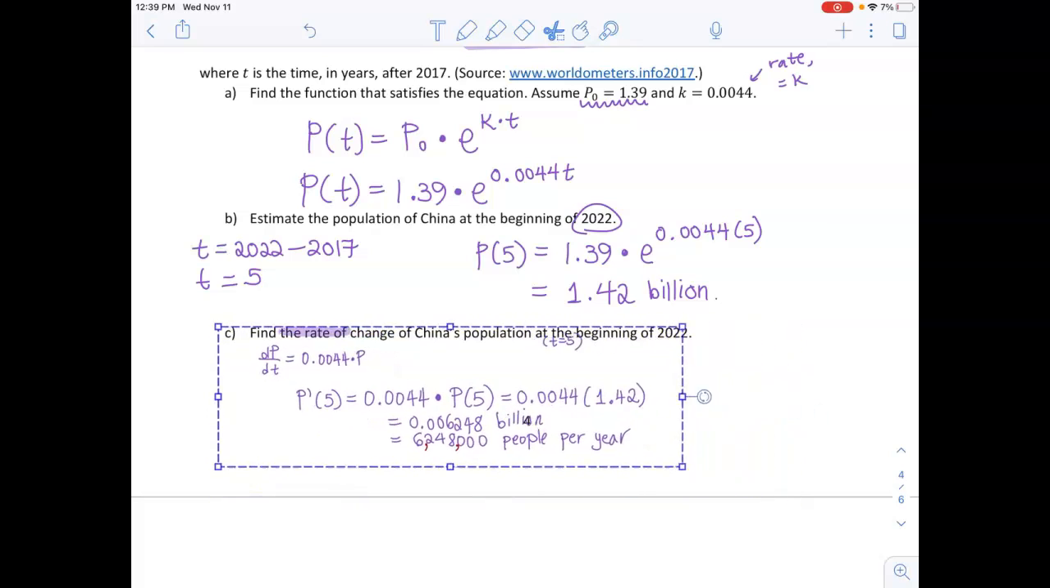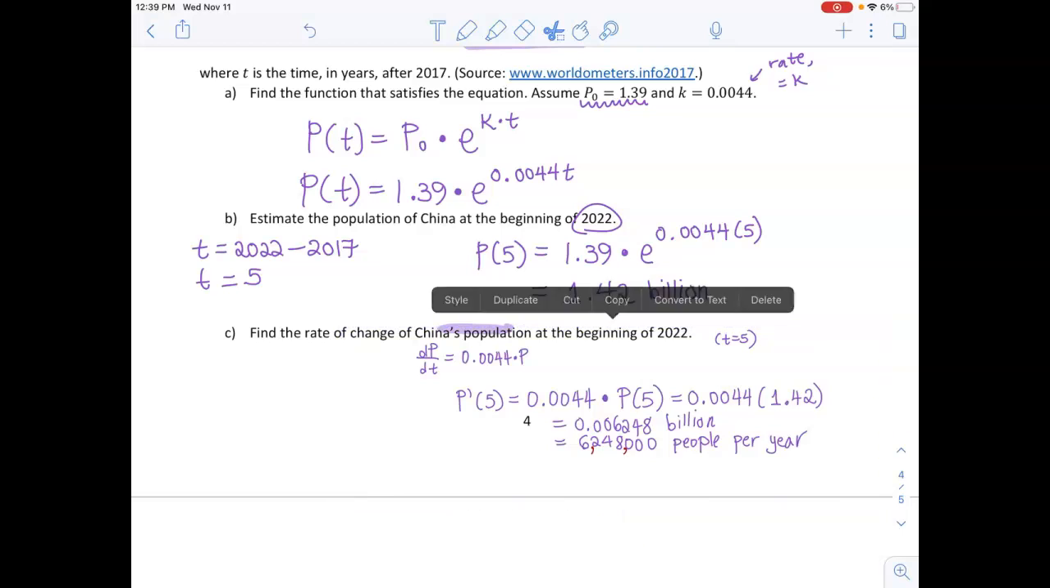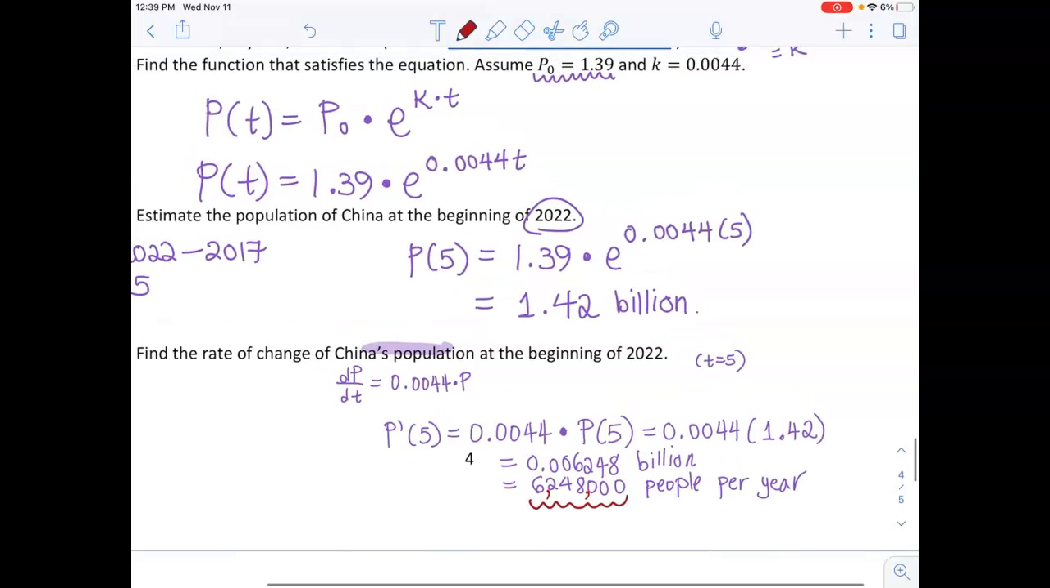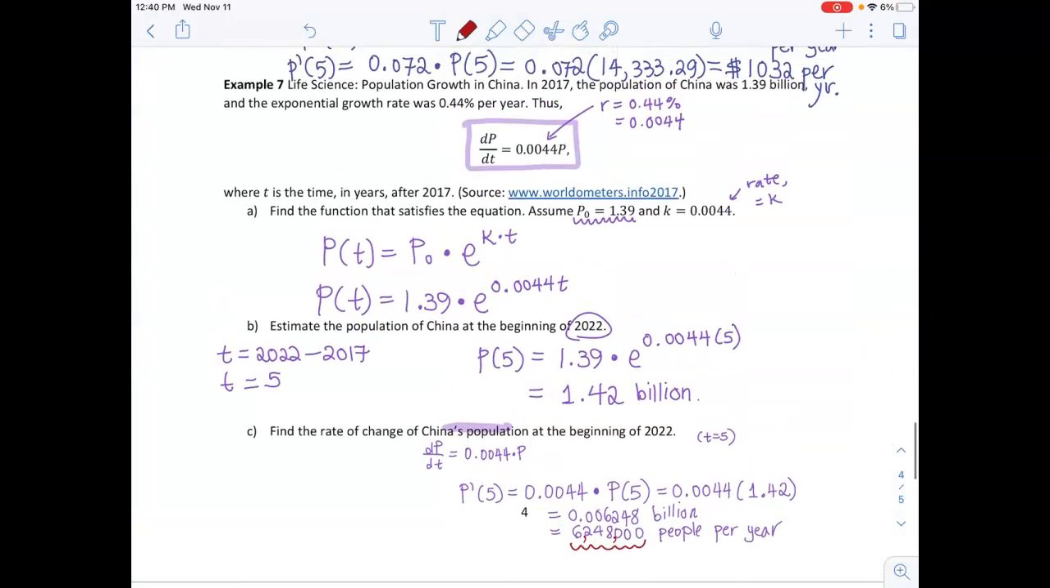So I just wanted to convert that. I'm going to minimize that a little bit, or move it so that it's not in the way. Okay, that's looking good. So wow, the Chinese population is growing at 6,248,000 people per year in 2020. So that will be my final answer, and that is the last answer of 2.4.